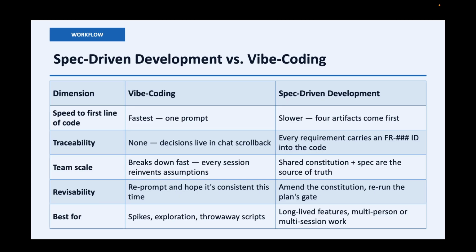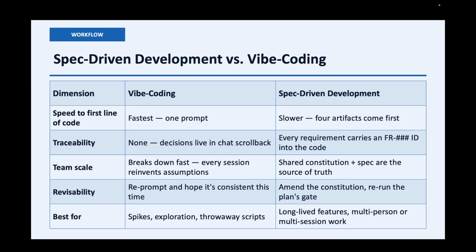Spec-driven development will have one shared constitution. Those are the principles. And the specs are the implementations, those sources of truth. Revisability: with vibe coding, we have to hope that every time we create the prompt, it will implement or fix those implementations the same way. If we want revisability on spec-driven development, we can run through the original constitution, those principles, amend them. From there, we can just rerun the plan.